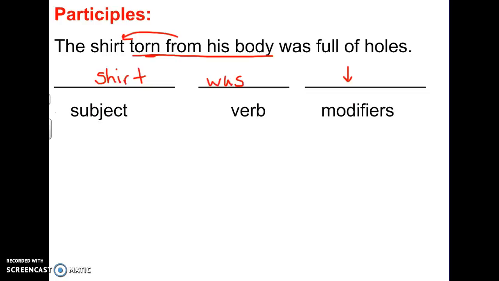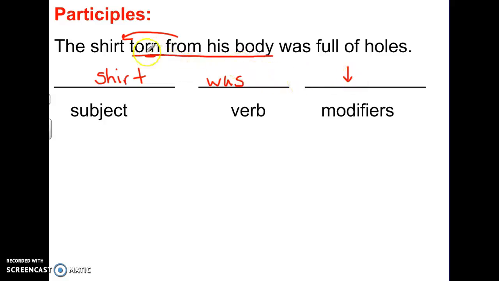You'll do sentences on the worksheet 7, 8, and 9, but before you do that, take a look at this next example. So you've got the shirt torn from his body was full of holes. Shirt is the subject, was is the verb, and now you've got another participle phrase that is being used to modify shirt. Just keep in mind, participles don't always have to modify the subject. They can modify any noun in the sentence.